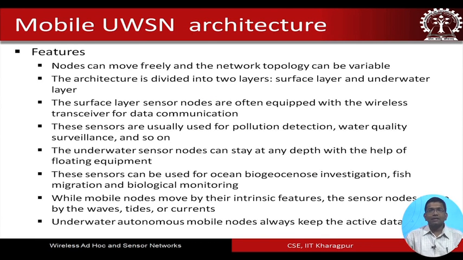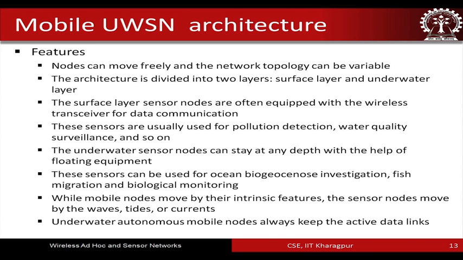So, the features are that the nodes can move freely and the network topology can be variable. These are the features of the mobile underwater sensor network architecture. The architecture is divided into two layers, the surface layer and the underwater layer.